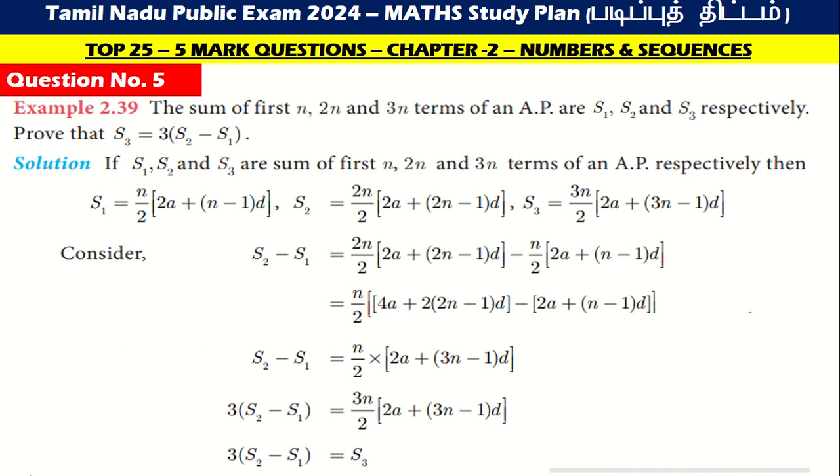Let us go to the next sum. The sums of the first n, 2n and 3n terms of an AP are s1, s2, s3 respectively. Prove that s3 is equal to 3 of s2 minus s1, which means n by 2 into 2a plus n minus 1 d.